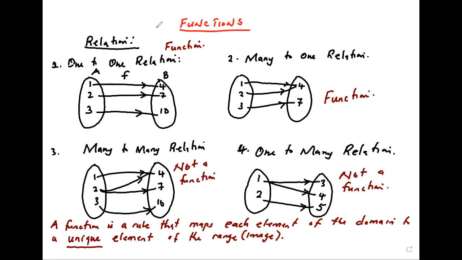Meaning that out of all the 4 relations, we're only interested in 2. 1 to 1 and main to 1. These are the ones that you hear now in polynomial functions, calculus functions. They mean between 1 and main to 1.